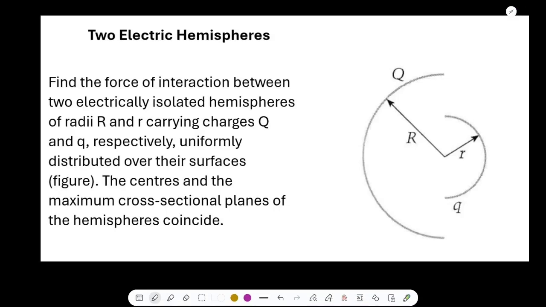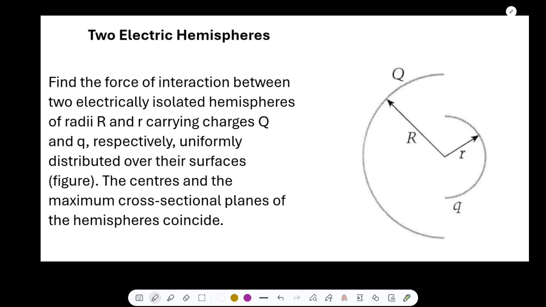Welcome again. We are going to solve one more application of pressure exerted on the surface of a sphere by the nearby charges, or due to the interaction of charges. And here is the problem. Find the force of interaction between two electrically isolated hemispheres of radii capital R and small r carrying charges capital Q and small q respectively, uniformly distributed over their surfaces.